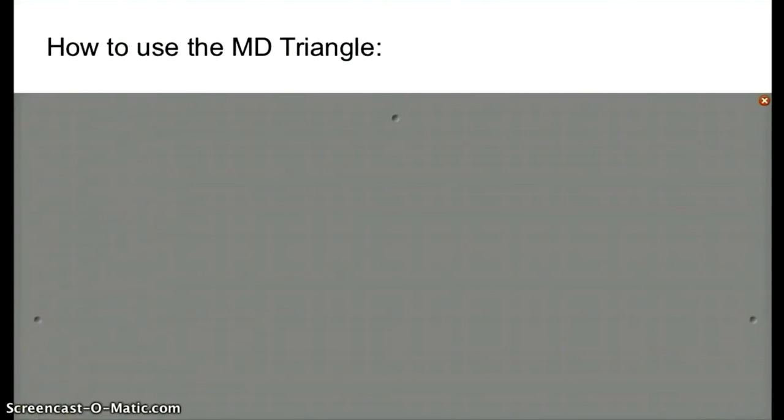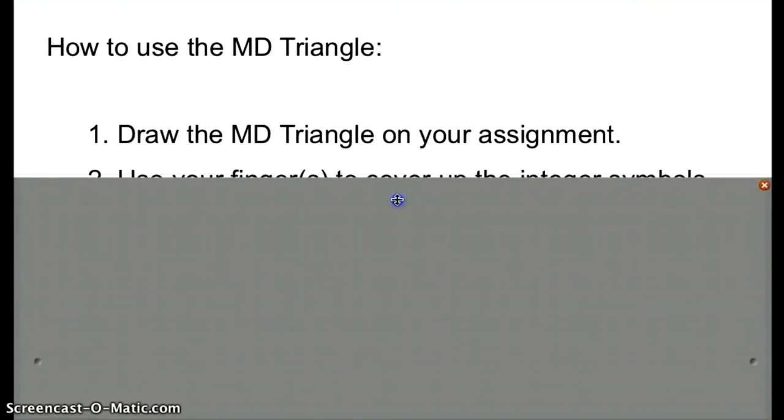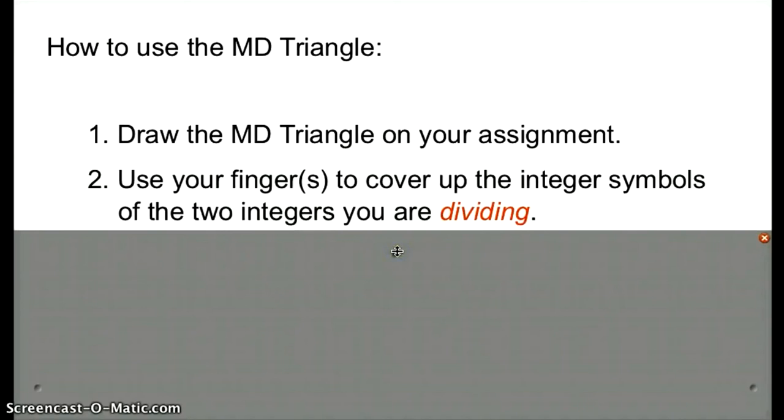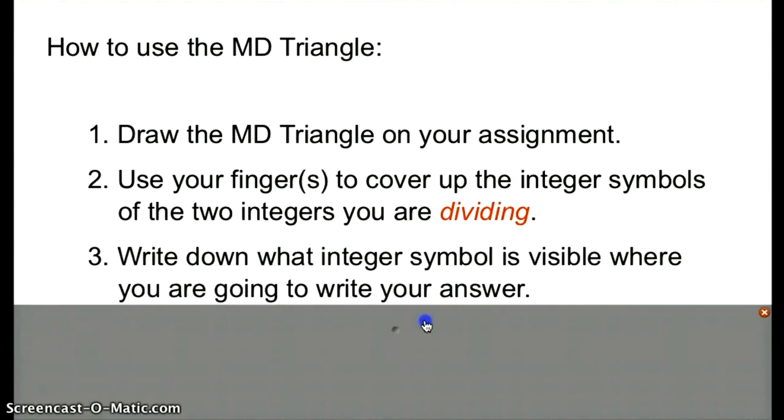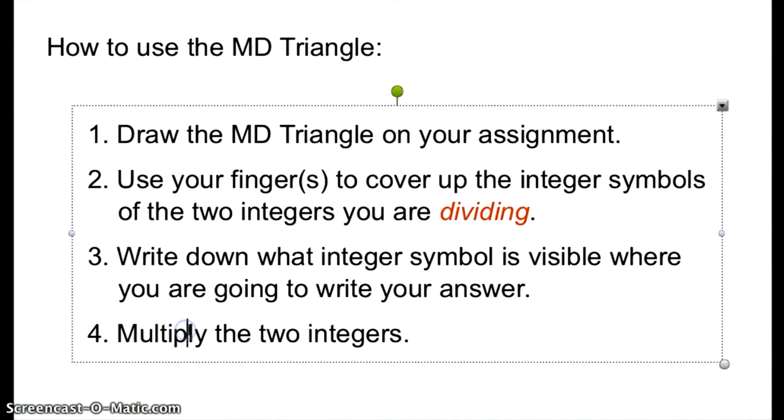These 4 steps are going to be the same as multiplication, except you'll see that the multiplication word that was read is now divide that is read. So the first step is going to be to draw the MD triangle on your assignment. The second step is to use your fingers to cover up the integer symbols of the 2 integers you are dividing. The third is write down what integer symbol is visible where you are going to write your answer, and then divide the 2 integers. I just caught this, and maybe you did, but this should be divide the 2 integers.